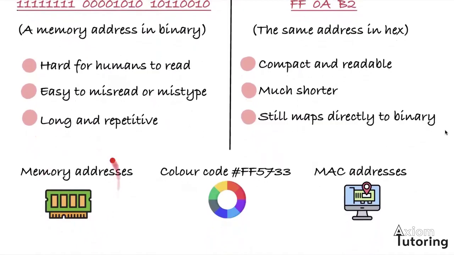It's used in memory addresses, where the CPU needs to refer to locations in RAM. It's used in color codes in web design, where a color like, let's say, bright orange is written as hash FF5733. It's also used in MAC addresses on network hardware. Anytime you see a long sequence of digits and letters like this, for example, it is almost certainly hexadecimal.